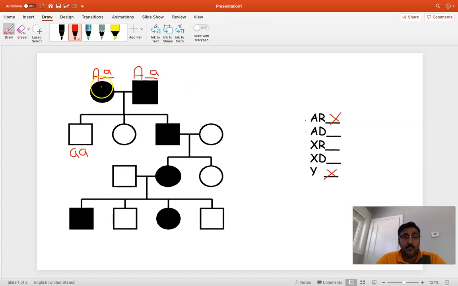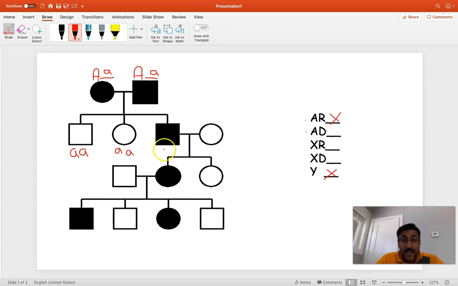Mom could totally be heterozygous and still be affected if this were autosomal dominant, and dad, same thing. He could be affected even though he was heterozygous, assuming this was an autosomal dominant trait, which we are assuming right now. So then son would get a little a from mom, a little a from dad. He's happy. Same with the daughter, a little a from mom, a little a from dad. Totally possible.